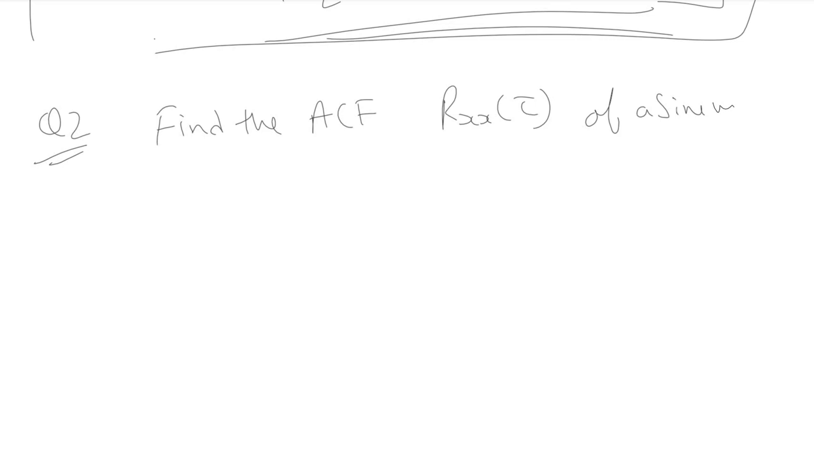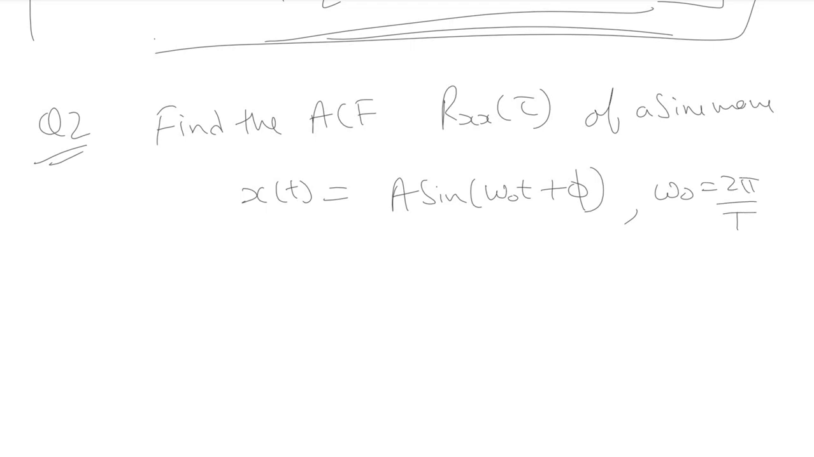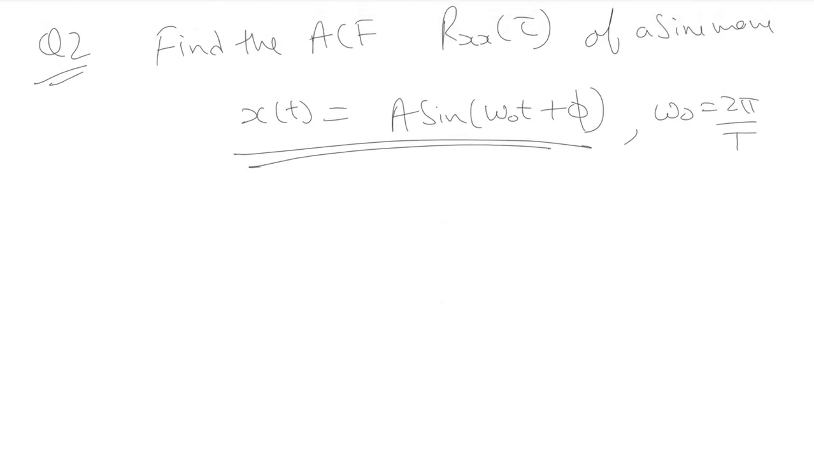Next question is based on the autocorrelation function. The question is to find the autocorrelation function, which is Rxx of tau, of a sine wave given as x of t equal to A sine omega naught t plus phi, where omega naught is equal to 2 pi by T. The question is to find the autocorrelation function of this sinusoidal wave. So let us simplify it.